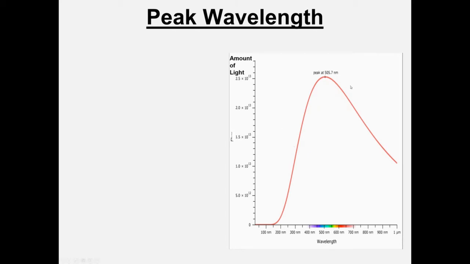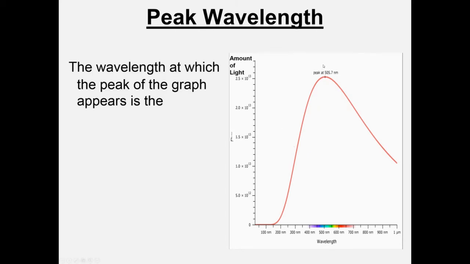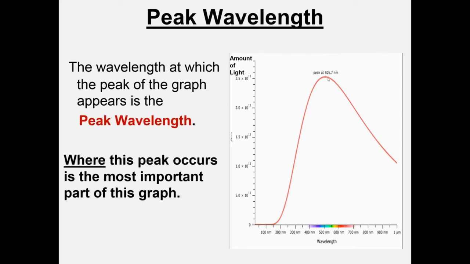So here's another graph of the exact same thing. The wavelength, and we can measure this, right? We can measure exactly where it peaks. The wavelength here is 505.7 nanometers. That's the peak wavelength. That's an important one. Lambda max, right? The maximum peak wavelength. And where this peak occurs is the most important part of the graph.